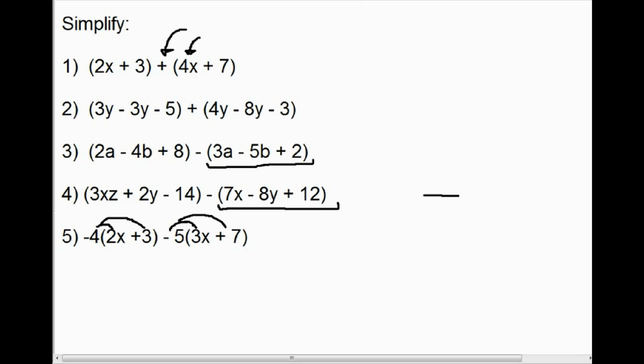With question number 4, one other thing you're going to have to be a little bit careful of is there are some terms that don't have like terms to go with. So remember, you have to just include those in your final answer, any terms that you don't combine with other terms. If you're able to answer those questions, congratulations, you now have a firm understanding of adding and subtracting polynomials.